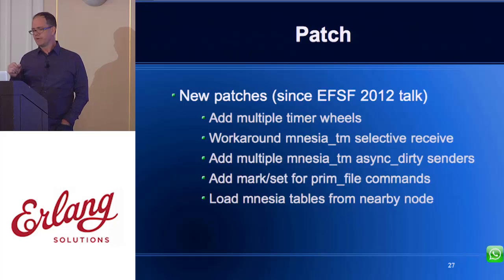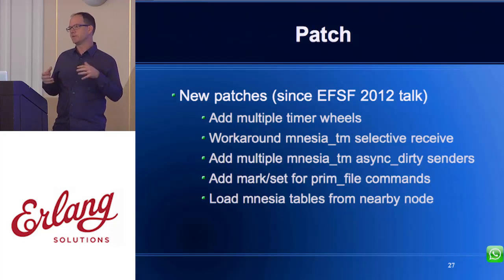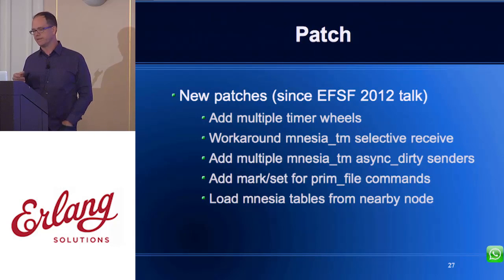There's a problem with Amnesia TM in that it's a big selective receive loop. So under load, trying to load tables created a problem because we'd get backlog in the Amnesia TM as it's loading, and it would get to a point of no return because of the selective receive. So there was a little patch to pull stuff out of the incoming transaction stream and save it to process later, so that the selective receive would run quickly.